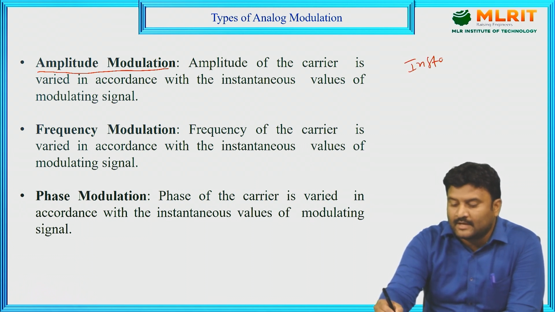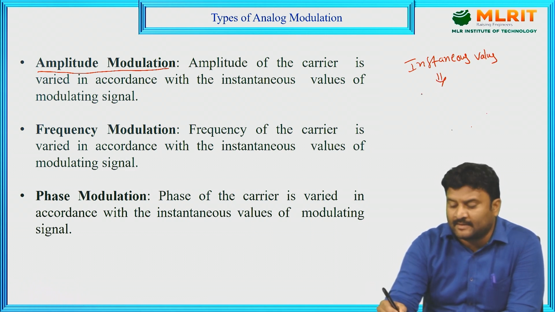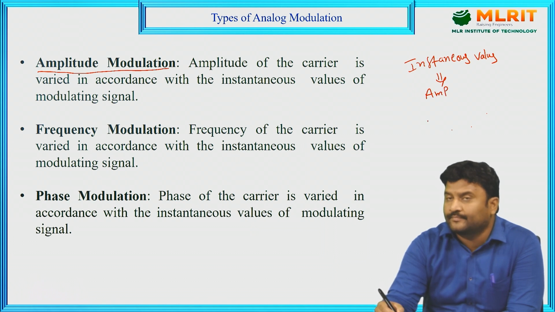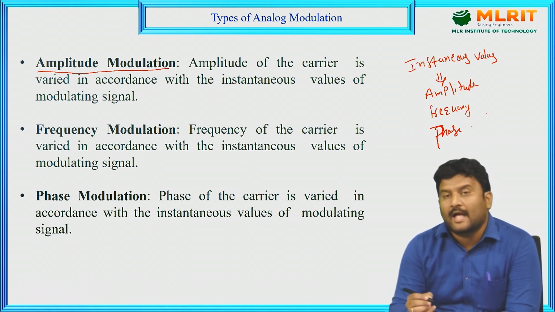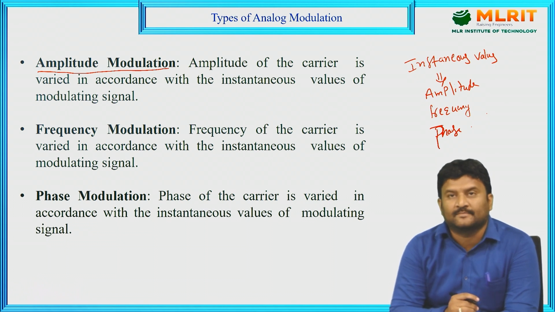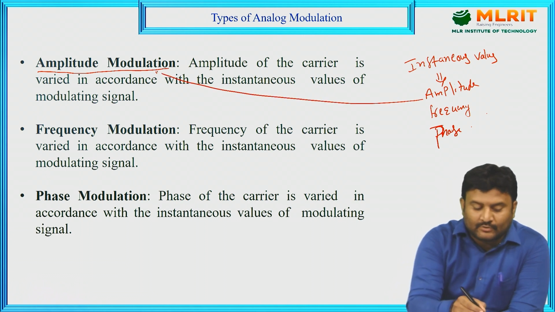the modulating signal. Remember, here I am using the word instantaneous values. What are the instantaneous values? The instantaneous values are nothing but amplitude, frequency and phase. Therefore, when the amplitude instantaneous value is varied, it is nothing but amplitude modulation.